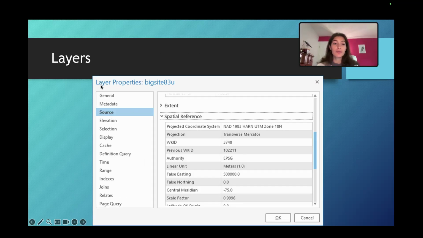For each of your layers, if you right-click on the layer and then go to properties, you can go over to the source tab and you can see what your projected coordinate system is, what your projection is. You can see where the central meridian is. From here on the spatial reference, you can understand whether or not the projections and the coordinate systems that you're using match. And if not, you can adjust accordingly.